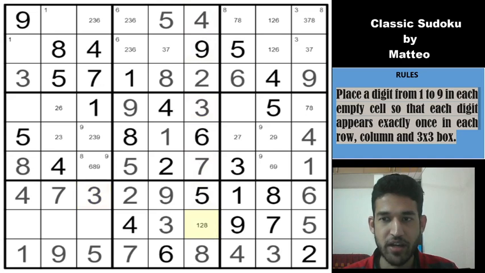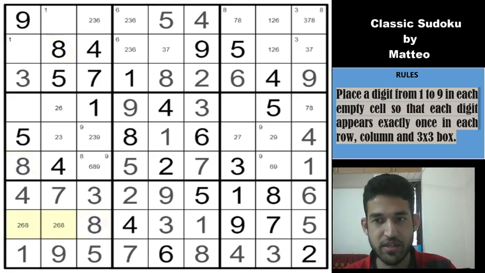So in column 6 you get the 1 here. So 1, 3, 4, 5, 7, 9. So these 3 cells must be 2, 6 and 8. And 8 is in column 1 and 2, which gives an 8 here. So these two cells must be 2, 6.